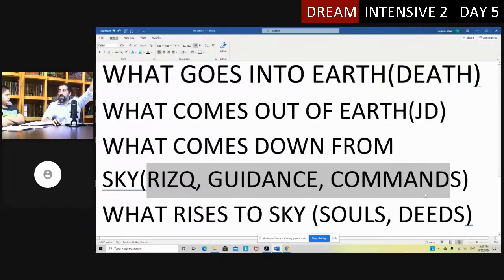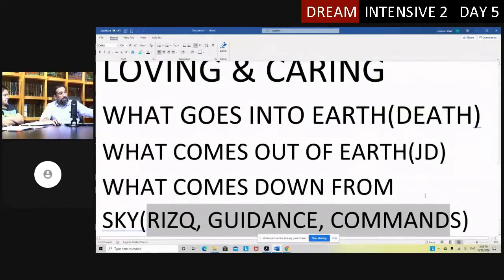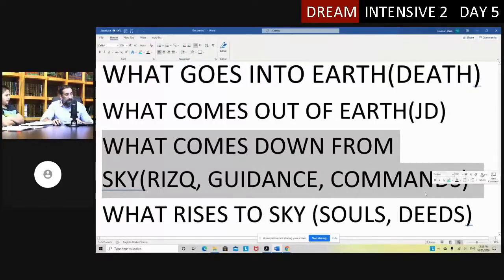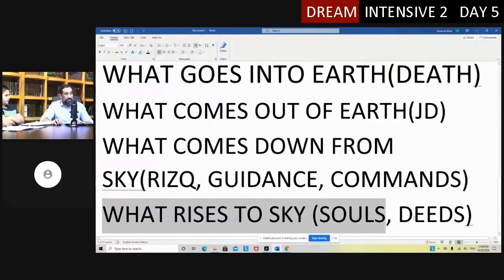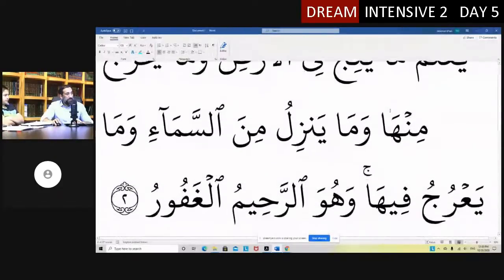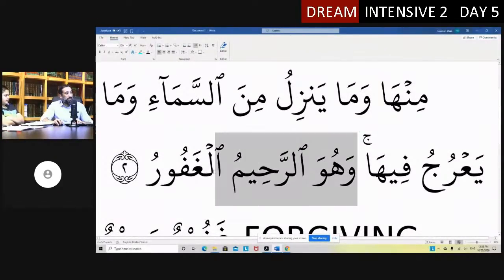But what goes up to the sky? Our souls will go up and our deeds will go up, and our souls and our deeds need what? They need forgiveness. So once again, you've got something that shows Allah's loving care, followed by something that needs Allah's forgiveness. And both times, Allah ends this ayah uniquely with وَهُوَ الرَّحِيمُ الْغَفُورُ. He is the always loving and caring, the extremely forgiving.